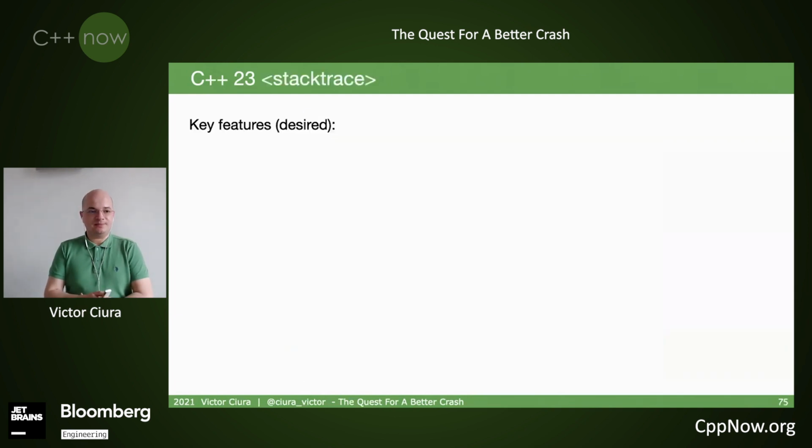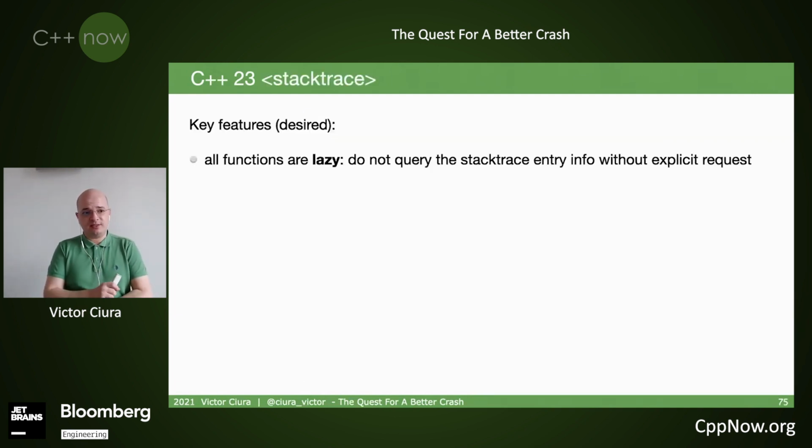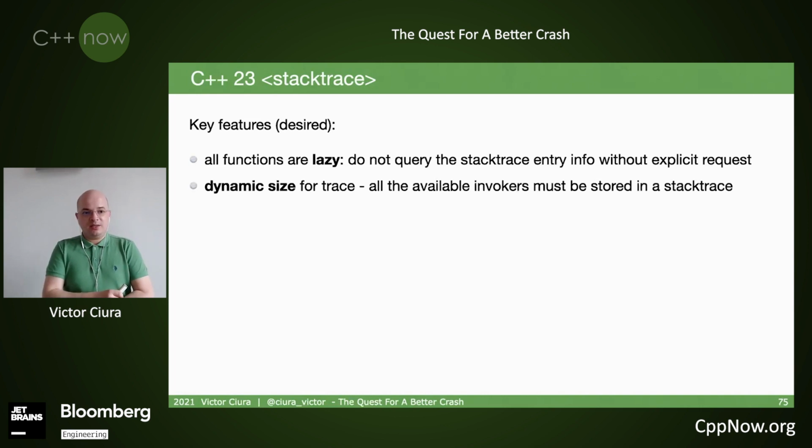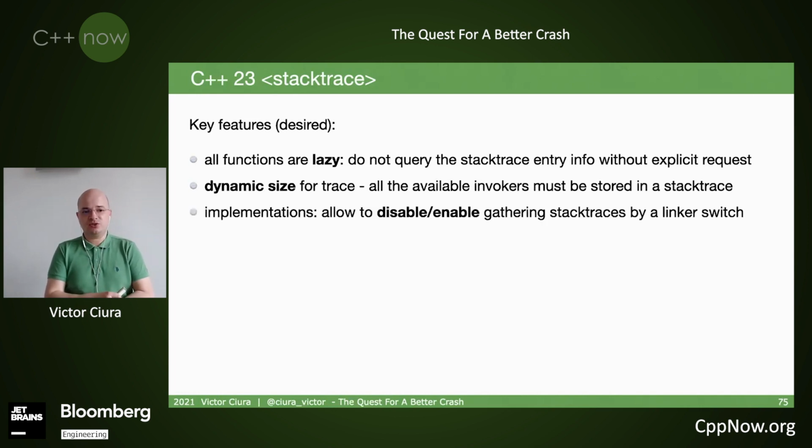So yeah, key features desired. All functions should be lazy. So you do not want to query the StackTrace entry information without explicit request. Obviously, you don't want to pay for this kind of thing. Exactly what I mentioned in my custom implementation there. You want a dynamic size for the trace. All available invokers must be stored in a trace. Implementations allow to disable or enable gathering of StackTraces by a linker switch.